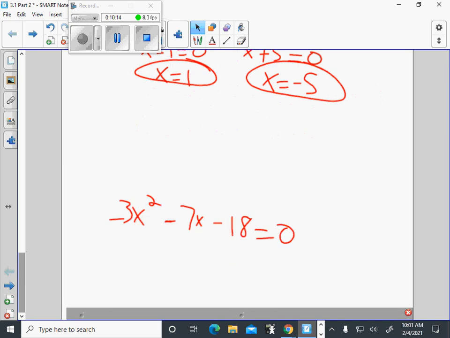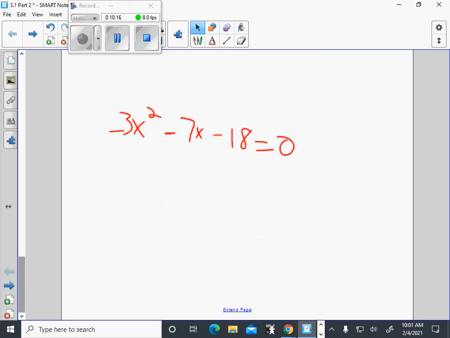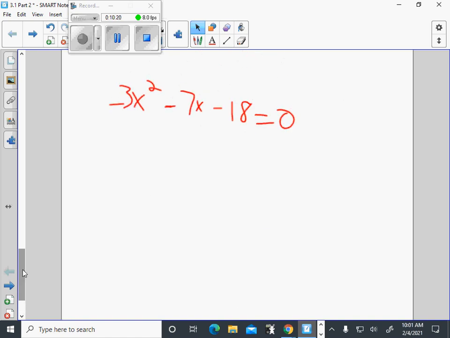Last example. It's a bad example. Why? Let's see. I'll be right back and I'll type it in or put in a new equation. Okay, here's my new equation.